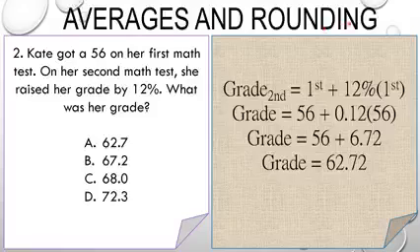Since we're talking about rounding, we need to round off to the nearest tenths. Kasi yung mga choices natin is nasa tenths place lang siya. So instead of 62.72, the second math test grade of Kate is 62.7.